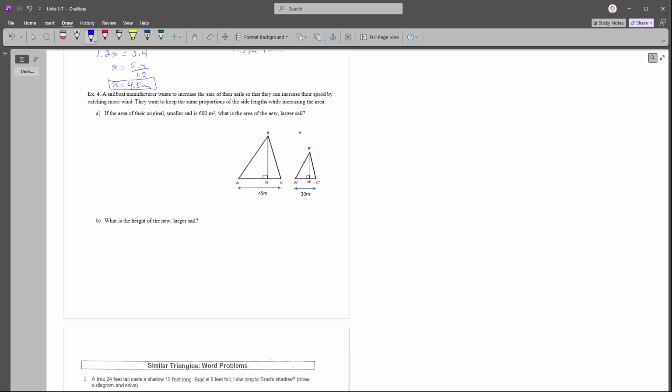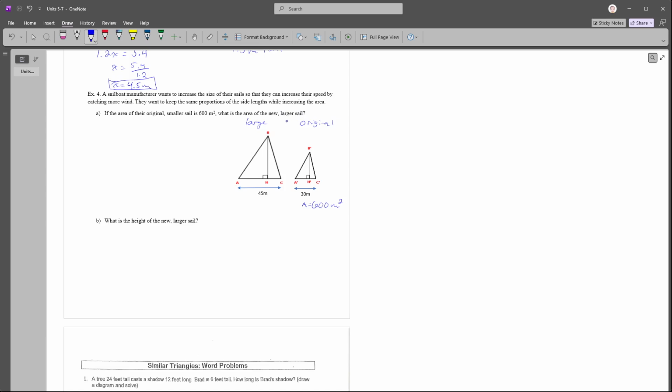So that means that our triangle over here on the right is the original. Let's call this the original. And over here is the scaled up large. Let's call it large. The large triangle, okay? If the area of the original, the smaller sail, is 600 meters squared. So we know that this area is equal to 600 meters squared. Okay. What is the area of the new larger sail?